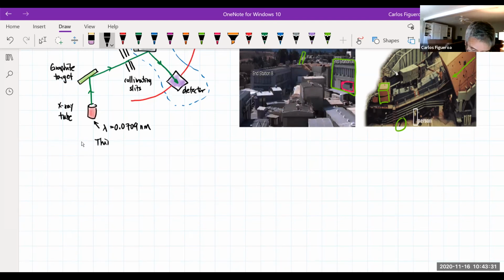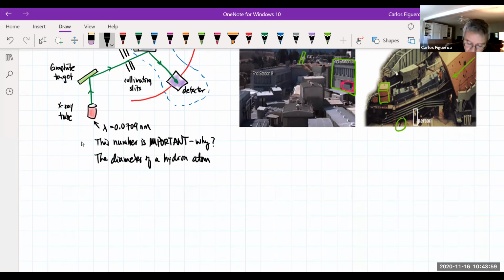So this number is important. The question is, why? The diameter of a hydrogen atom is 0.10 nanometers. So look at that.